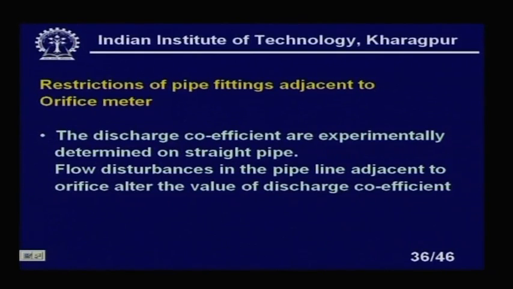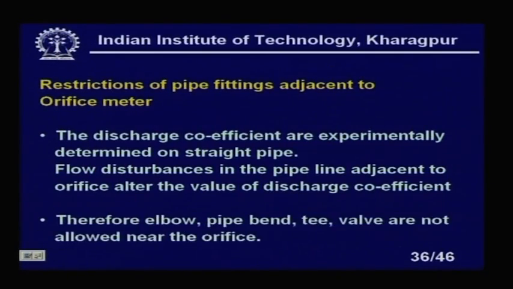The discharge coefficients are experimentally determined on straight pipes. Now, flow disturbances in the pipeline adjacent to the orifice alter the value of the discharge coefficient. Therefore, elbows, pipe bends, tees, and valves are not allowed near the orifice meter. How near, that we must know.